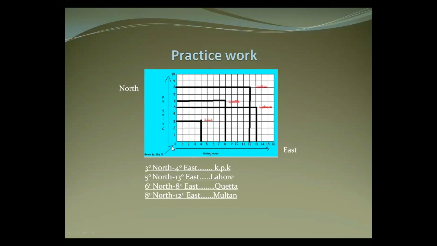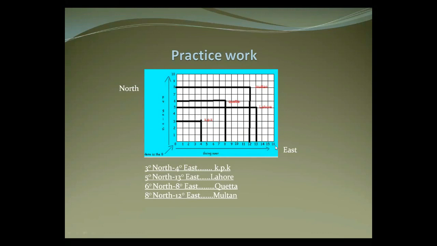Now I'm repeating this again. This is the graph, and it is practice work for your better understanding. The same exercise is given on page number 33 in your book. So the north axis, going upward, has the numbers 0, 1, 2, 3, 4, 5, 6, 7, 8, 9, 10. And the eastward axis numbers are 0, 1, 2, 3, 4, 5, 6, 7, 8, 9, 10, 11, 12, 13, 14, 15, and 16.